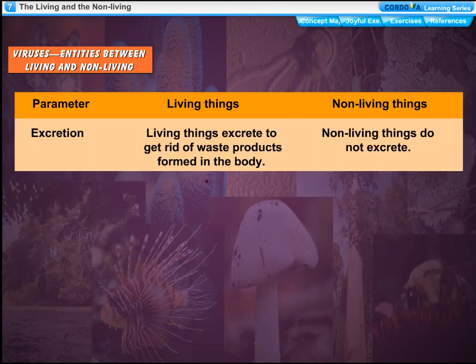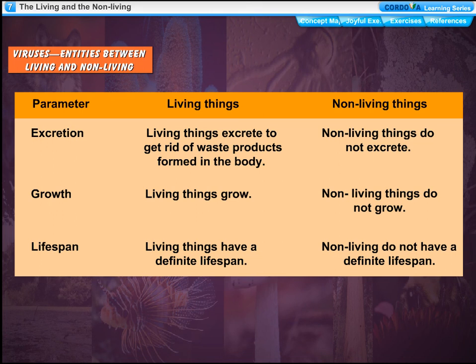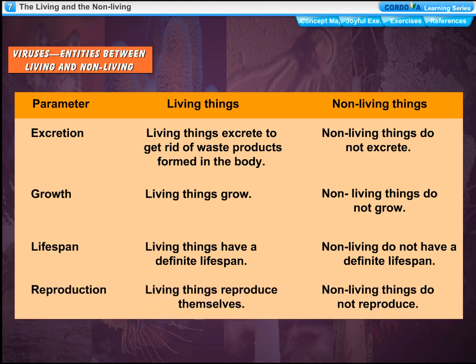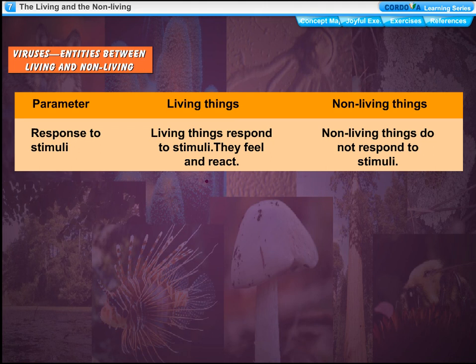Excretion. Living things excrete to get rid of waste products formed in the body. Non-living things do not excrete. Growth. Living things grow. Non-living things do not grow. Lifespan. Living things have a definite lifespan. Non-living things do not have a definite lifespan. Reproduction. Living things reproduce themselves. Non-living things do not reproduce. Response to stimuli. Living things respond to stimuli. They feel and react. Non-living things do not respond to stimuli.